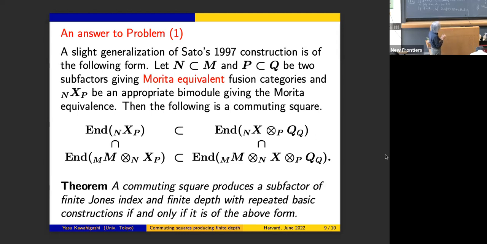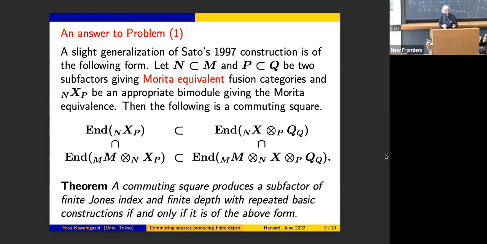Then, suppose that, say, the fusion category of NN bimodules and PP bimodules are also Morita equivalent. So we have two subfactors and assume that they give Morita equivalent fusion categories. Then the following commuting square arises from the endomorphism of intertwiners. This Morita equivalence of the NN bimodules and PP bimodules is given by some bimodule, a kind of generating bimodule for this Morita equivalence. Call it X, the NP bimodule.